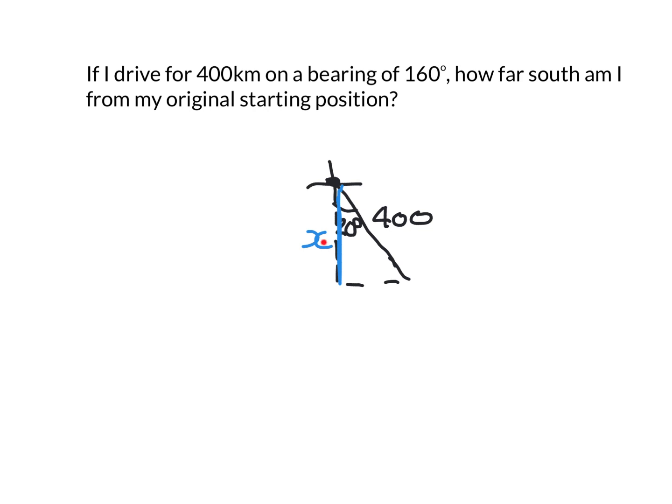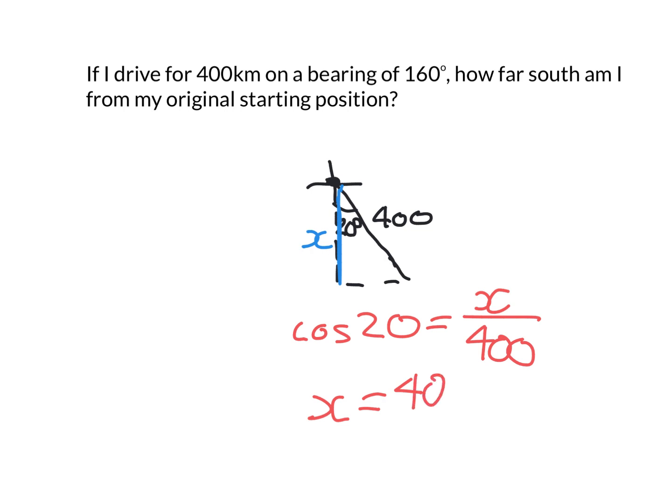So of course, x is adjacent to the 20 degree angle and 400 is the hypotenuse. Adjacent, hypotenuse, we use cos. So cos of angle equals adjacent over hypotenuse. Because x, the thing we want to find, is on top, we times. So all we have to do is put in our calculator 400 times cos 20. Making sure that your calculator is in degrees, you get about 376 kilometers, and we're done.